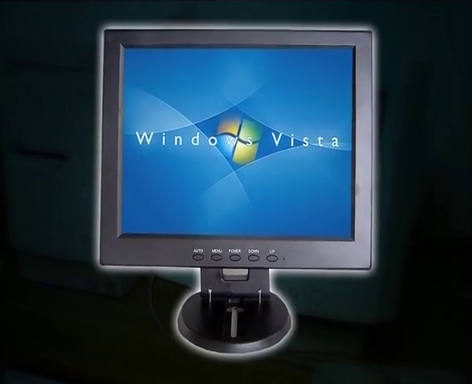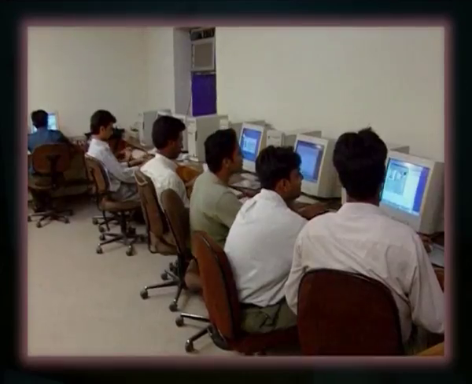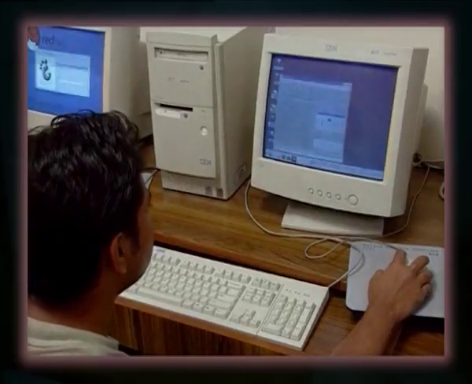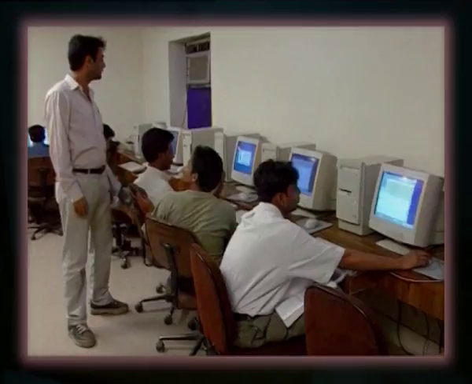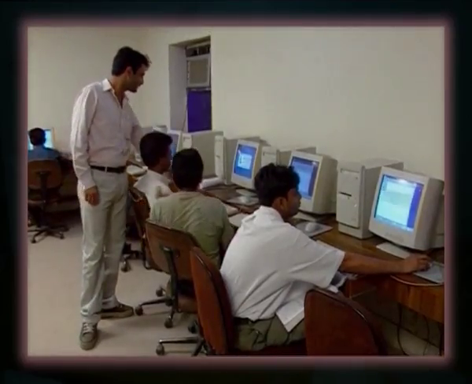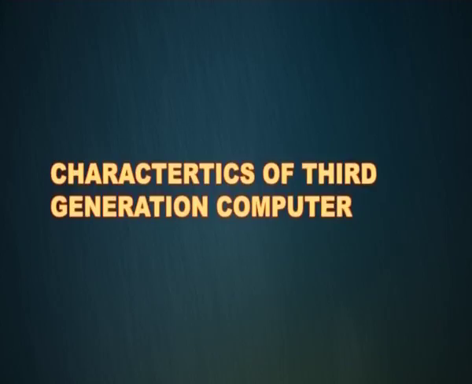The development of the integrated circuit was the hallmark of the third generation of computers. Instead of punched cards and printouts, users interacted with third generation computers through keyboards and monitors, and interfaced with an operating system which allowed the device to run many different applications at one time with a central program that monitored the memory. Computers for the first time became accessible to a mass audience because they were smaller and cheaper than their predecessors. Characteristics of third generation computers.